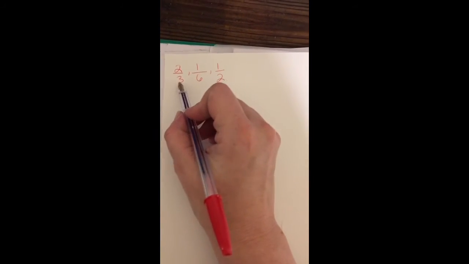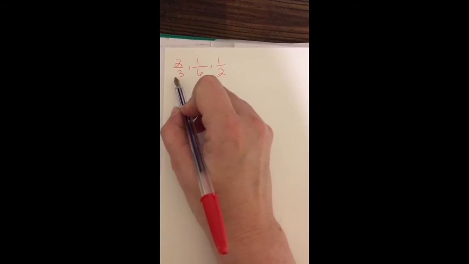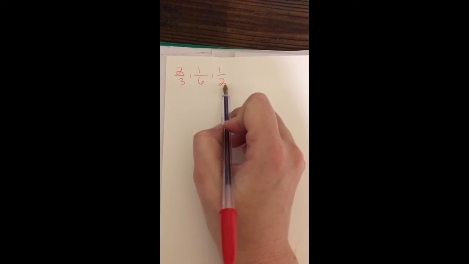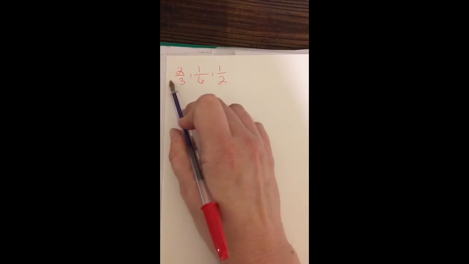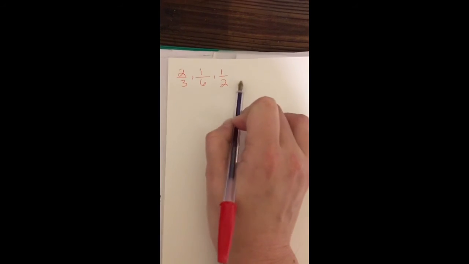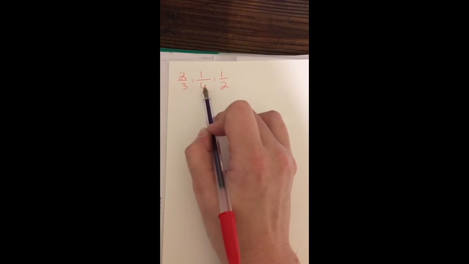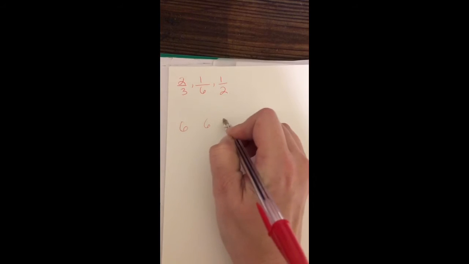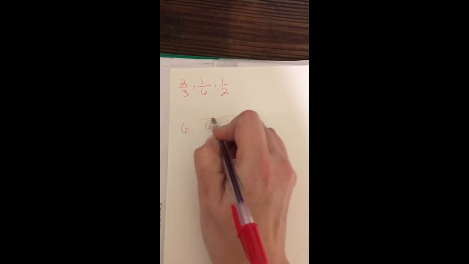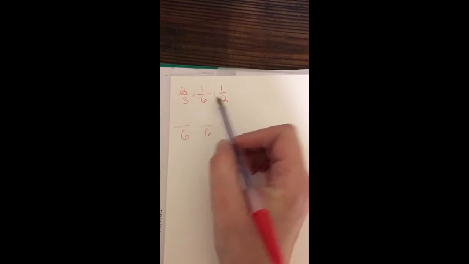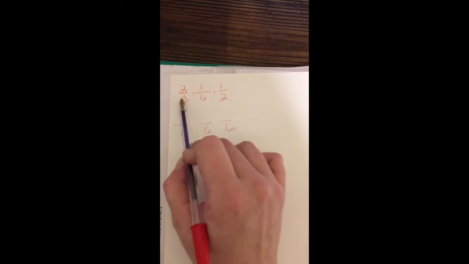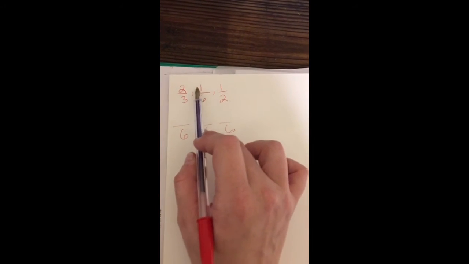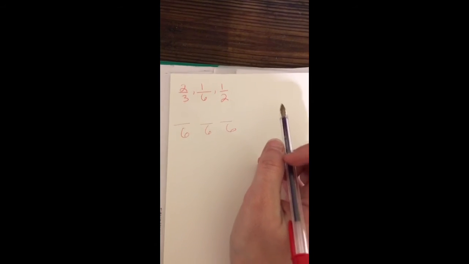If you look here, your denominator is your bottom number. So we have 3, 6, and 2. The number that all of these can go into is 6. So we'll put our common denominators here. We're trying to get the bottom number the same, because if the bottom number is the same, then we can just use the top number to tell which one is greater.